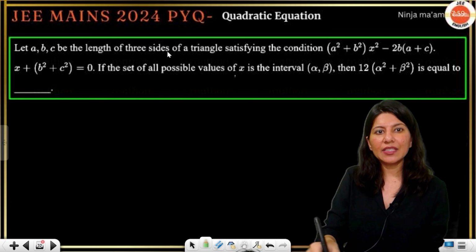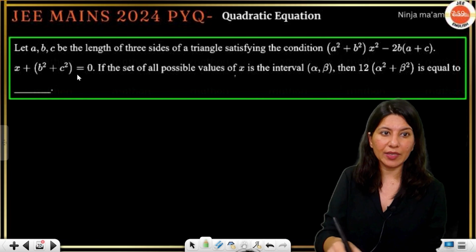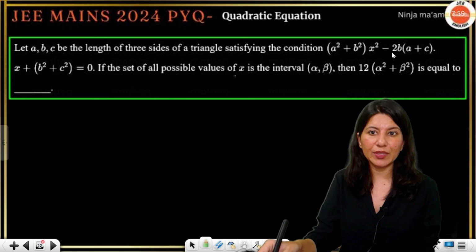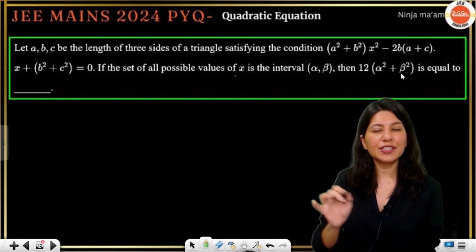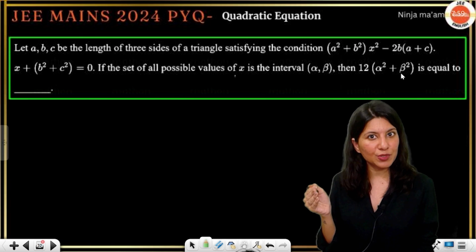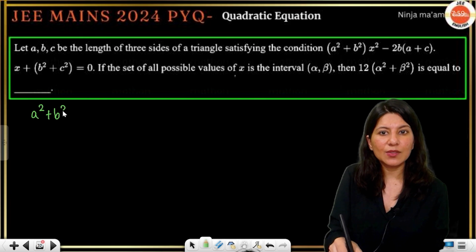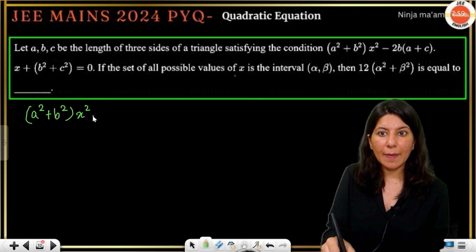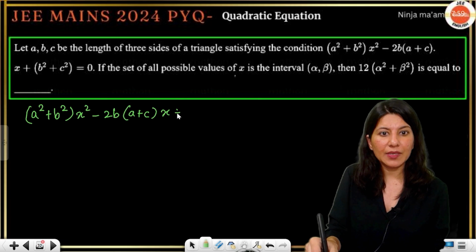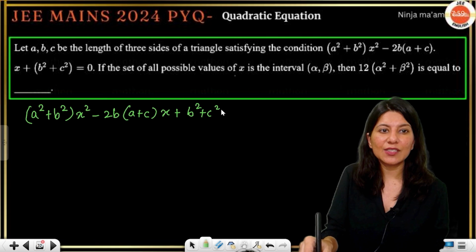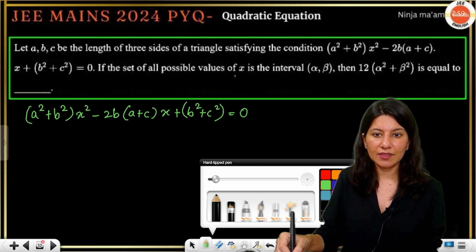Let a, b, c be the lengths of three sides of a triangle satisfying this condition. Basically this is a quadratic equation. First we need to decode the first half, then we can proceed with the second half. Let's decode the first half. (a square plus b square) x square minus 2b(a plus c) x plus b square plus c square equals 0. Correct?